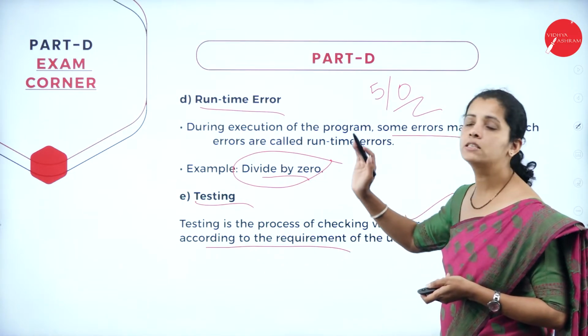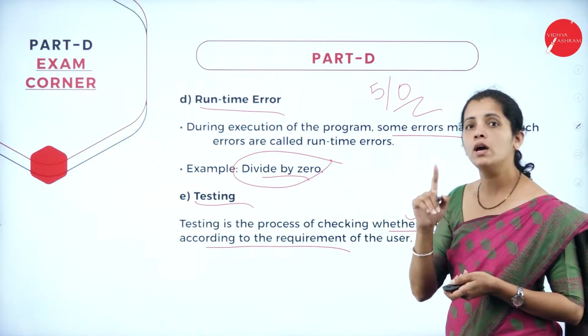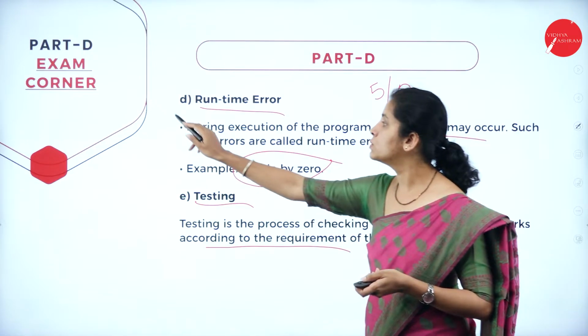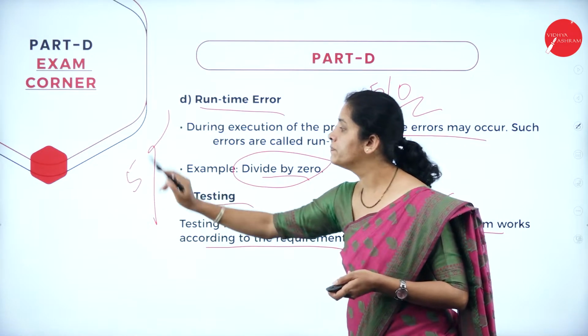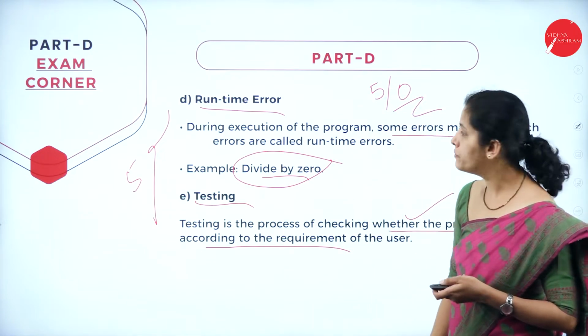And each sub question carries 1 mark. So, it is total 5. And it is very easy to score 5.